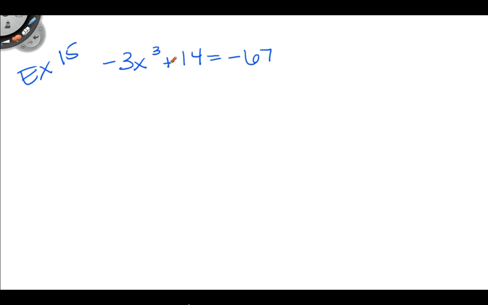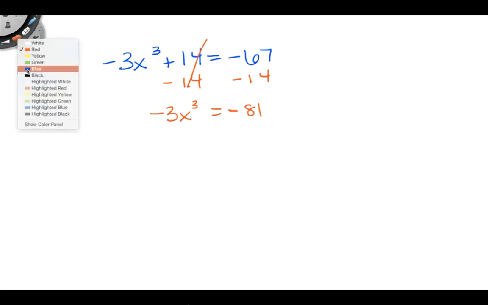So what's the opposite of adding 14? I'm going to subtract 14. And you do this because you want this pair to cancel out. Now I have negative 3x cubed equals, now negative 67 minus 14. They're both negative, so I'm going to add them. But my answer will be negative. And I get 81.